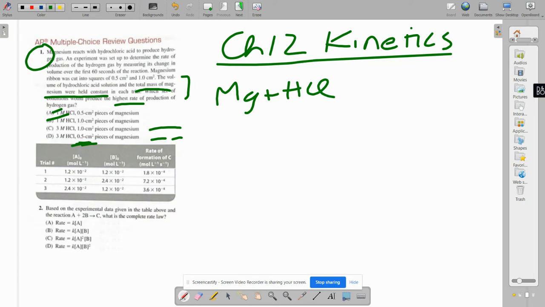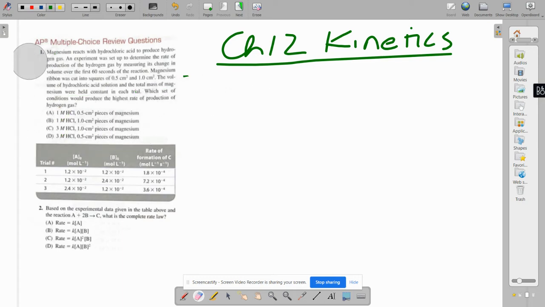Which one has greater surface area? Okay, and basically smaller pieces always win, because smaller pieces are going to have more exposed reactant particles available to do collisions. So the best answer is definitely letter D. A greater concentration of HCl means more collisions, and smaller pieces for the solid material means more surface area, more exposed reactant particles. Okay, so that would be number 1.